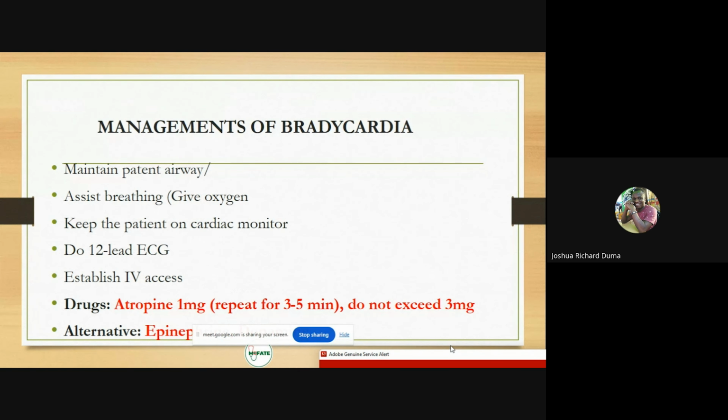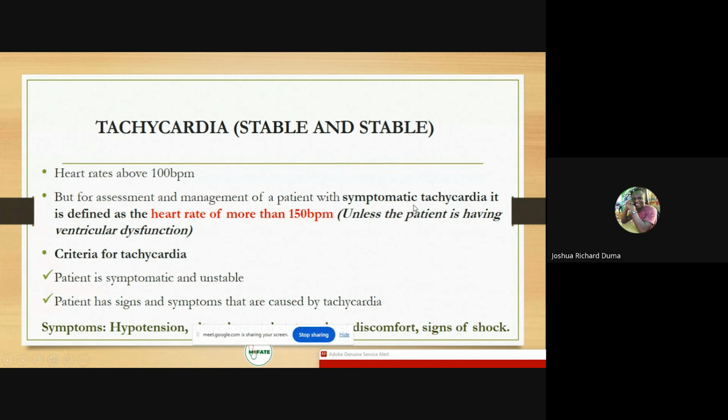Then if atropine is not available, we usually use adrenaline or epinephrine as an alternative. Next slide. So the other arrhythmia is tachycardia. So tachycardia is just the heart rate above 150 for the stable adults. So in order to say that the patient is tachycardic, it has to be associated with the symptoms.